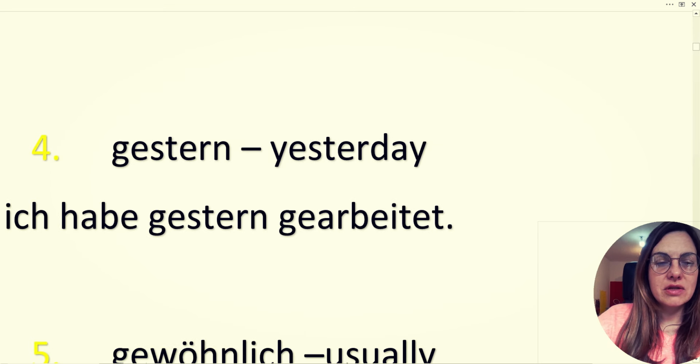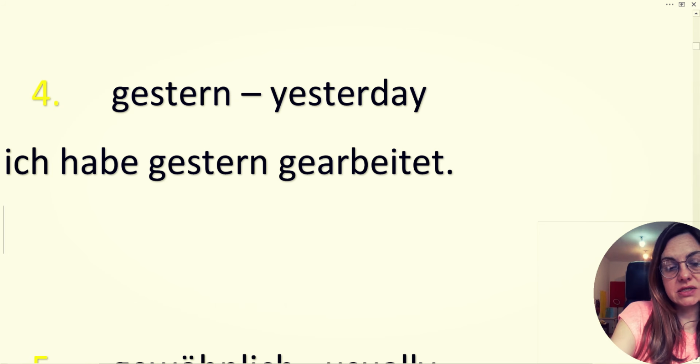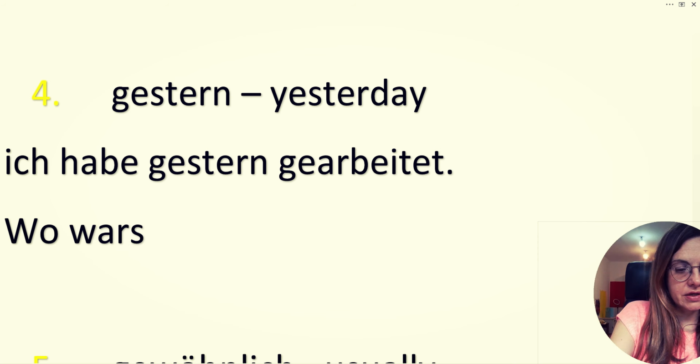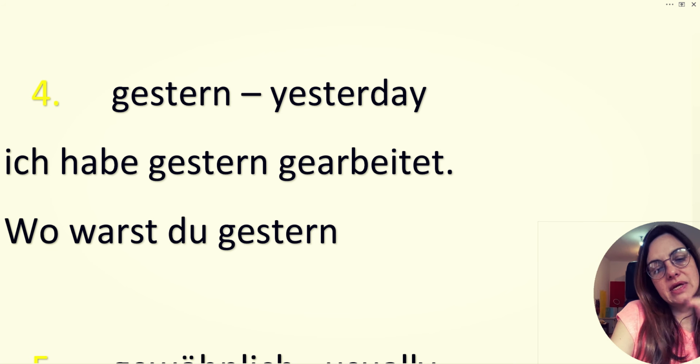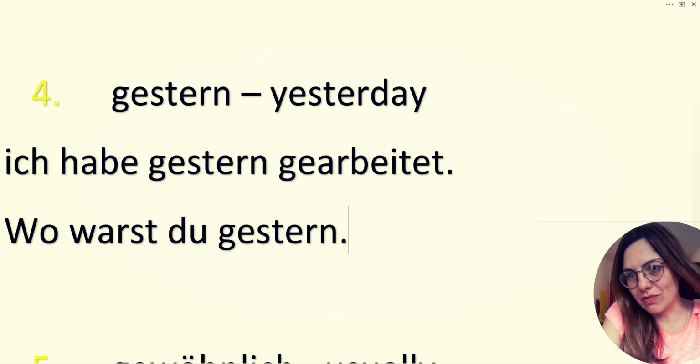Then it was number four, and that was gestern, yesterday. Ich habe gestern gearbeitet. And we can ask somebody, wo warst du gestern? Meaning, where were you yesterday? Warst du, were you? It's Präteritum, past simple form of the verb sein, to be. Ich war, du warst, wo warst du gestern?